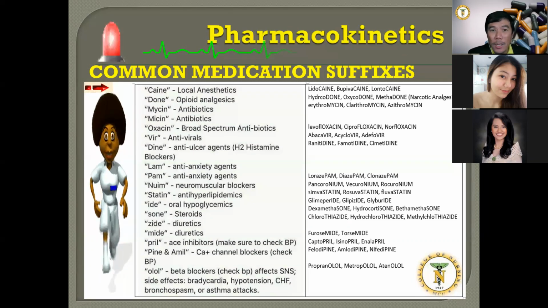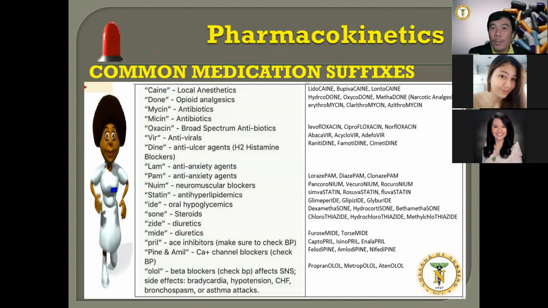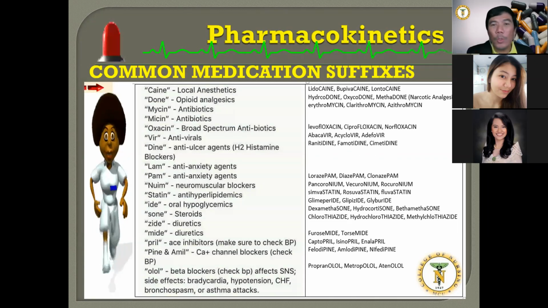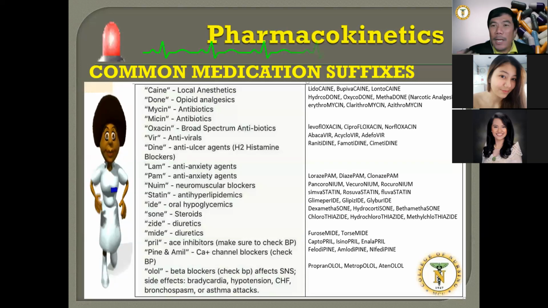Okay? Neuromuscular, so it involves the nerve and the muscle. So, are you familiar with Parkinson's disease? Yes po. What are the common observations and features that are being manifested by Parkinson's disease?